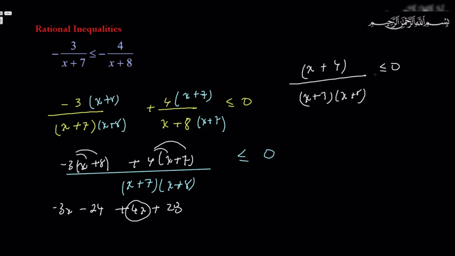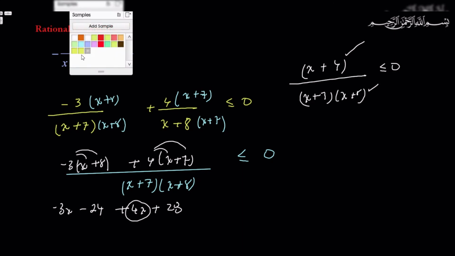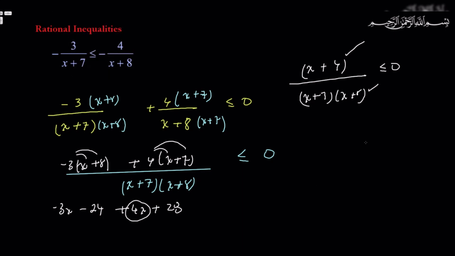Now we're in the same boat again. I find the critical values by finding the zeros of the numerator and the zeros of the denominator, and I plot those, which divides my number line into different intervals, and I check each segment to see if it's a solution or not. And that's pretty much it to solving rational inequalities. I hope you enjoyed and mastered this topic, and this actually concludes all the material for chapter 5 for us.